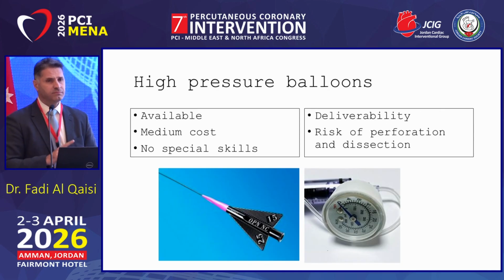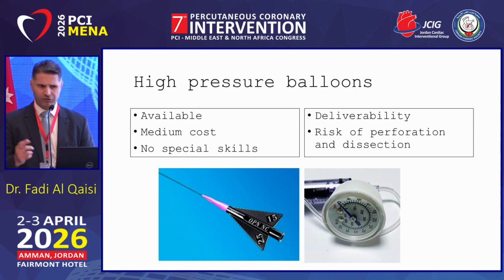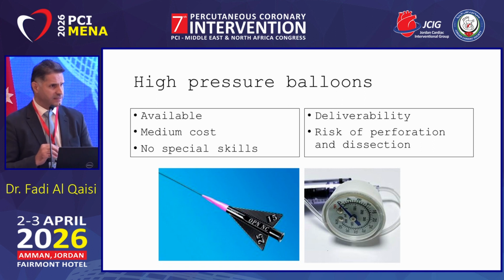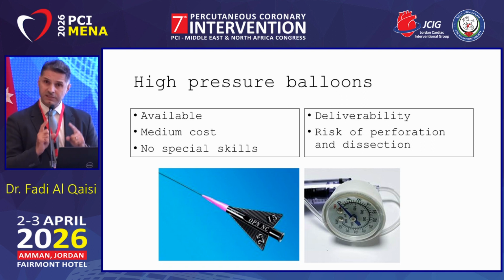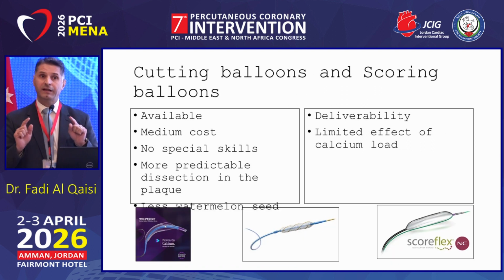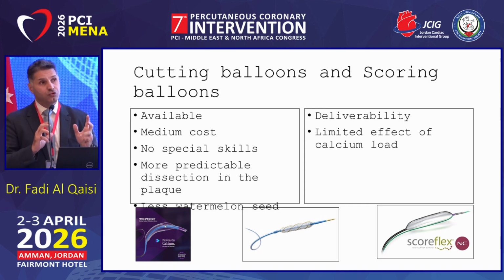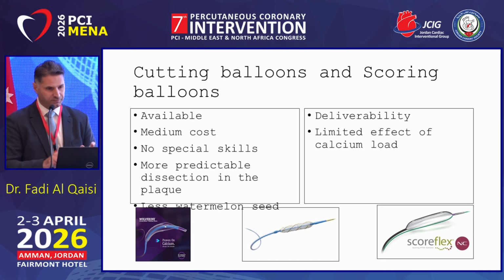الهاي بريشر بالونز they are available، كل لاب عنده هاي بريشر بالونز، عندهم ميديوم كوست ولكن ما بيحتاجوا اي سبيشال سكيلز. مشكلتهم they are bulky because they have thick walls فالدليفري تاعتهم بتكون صعبه لانه اذا كان كالسيفايد حيكون صعب تو ديليفر ولسه في عندك ريسك اوف بيرفوريشن دايسكشن لانك انت تعتمد على القوه في كسر هذا not controlled dilatation.